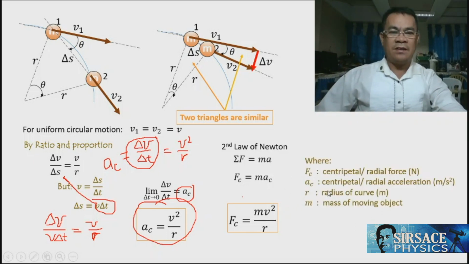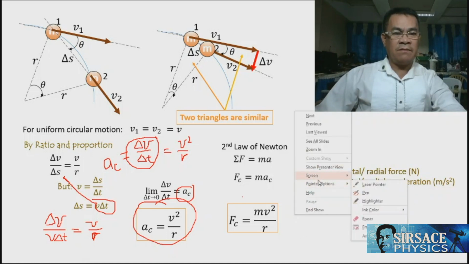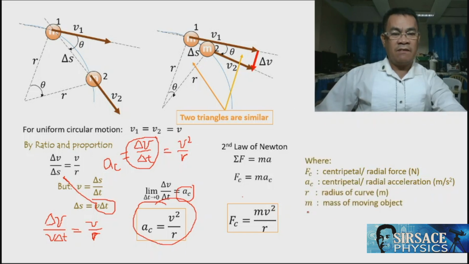This is our formula, where F sub C is the centripetal force, sometimes called radial because it is towards the radius, and the unit should be Newton. a sub C is the centripetal, or sometimes called radial, acceleration, and the unit must be meter per second squared. r is the radius of the curve, and it should be in meters, and m is the mass of the moving particle. And V, I forgot to mention the V. This V is called the linear velocity. Take note, linear, because in a curve there are two velocities.